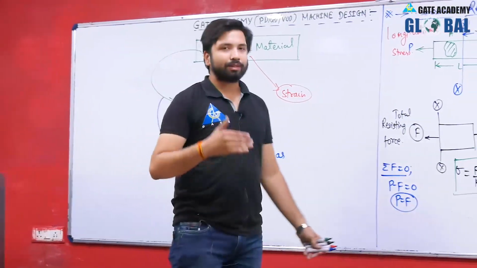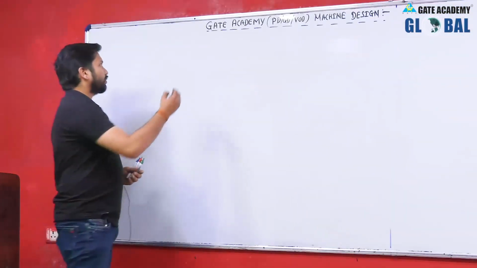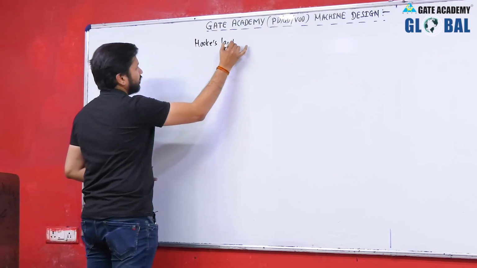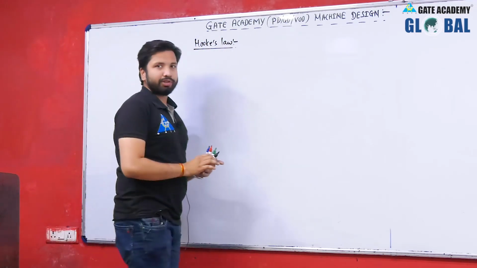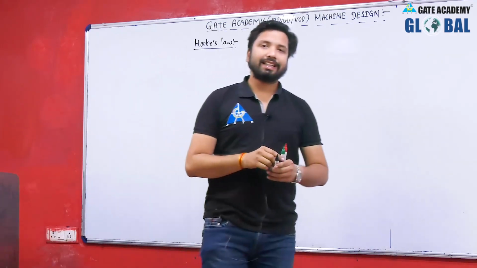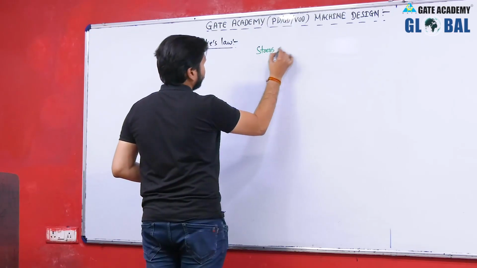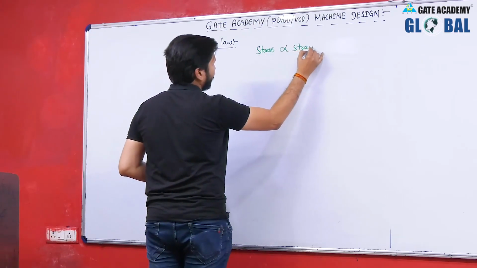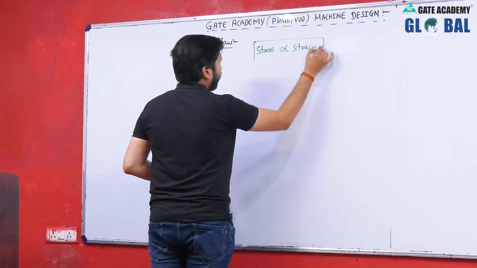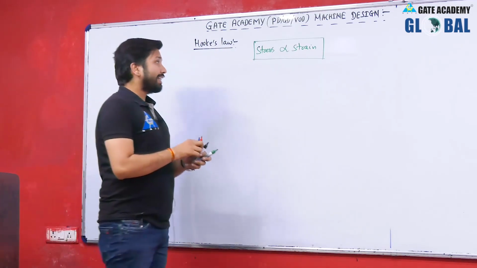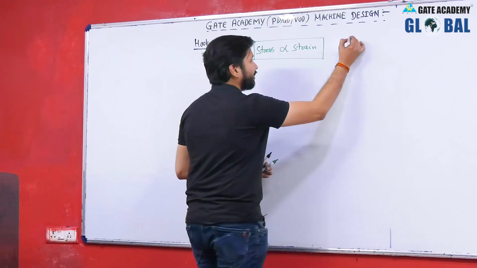So now let us discuss Hooke's law. Hooke's law says that stress will be directly proportional to strain for a linear elastic material. Okay, so stress will be directly proportional to strain. The law holds good up to a certain limit, that is known as the limit of proportionality.